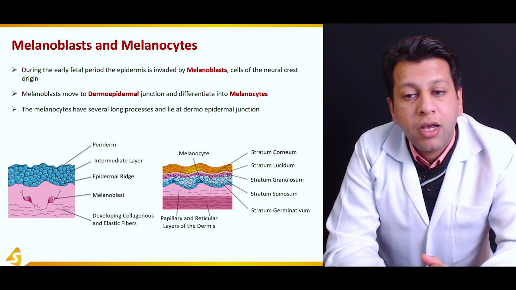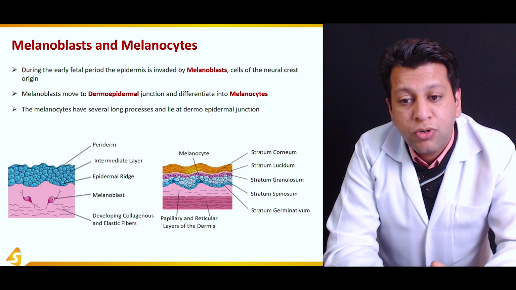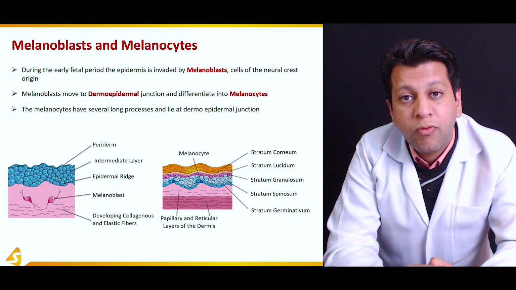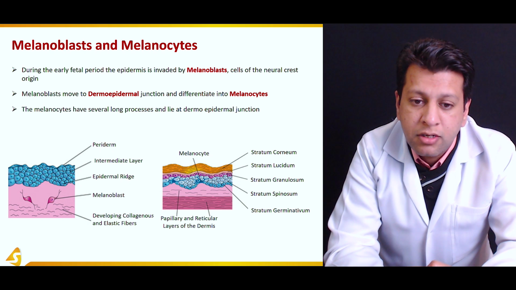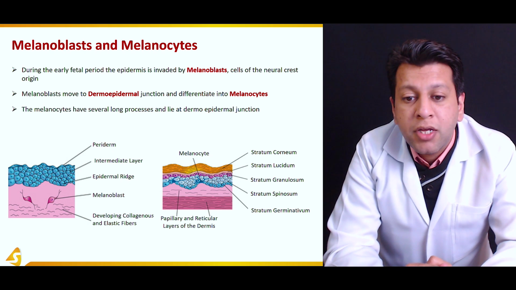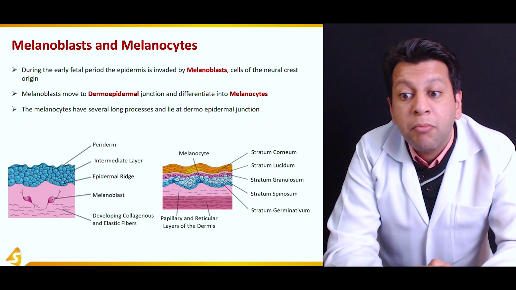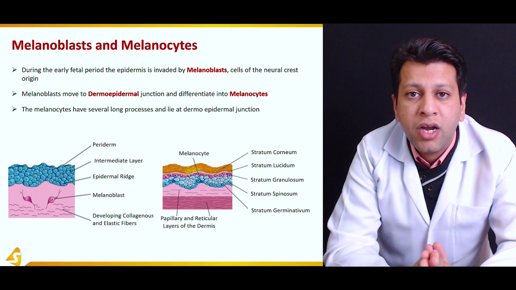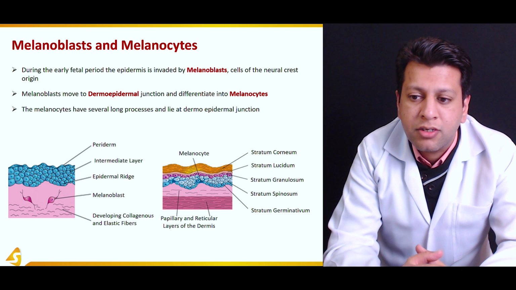Coming to the melanoblast and melanocytes. As I told you, the melanocytes are the mature cells which are derived from the melanoblast. During the early fetal period, the dermis is invaded by melanoblasts. Now they start to invade the dermo-epidermal junction.